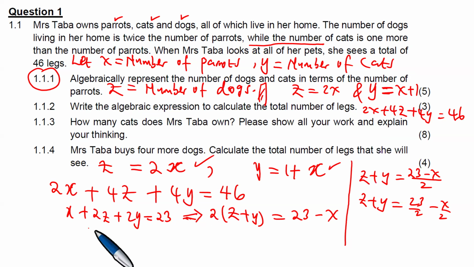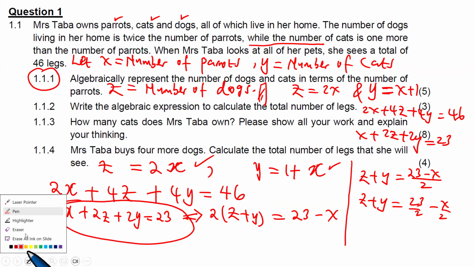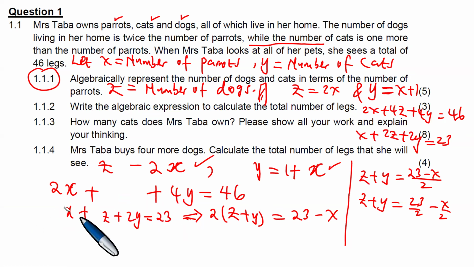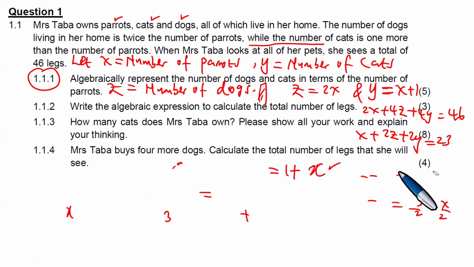or you can simplify it. If we divide through by 2, you get x plus 2z plus 2y equals 23. So you can write your answer like that. This would be very sufficient to answer this question.